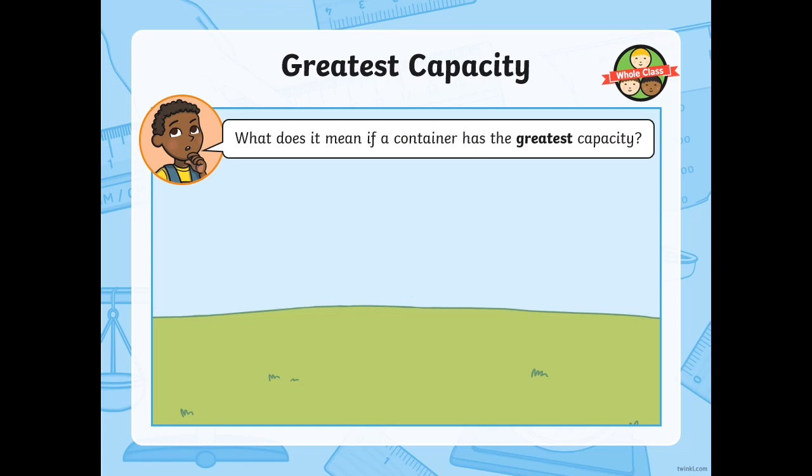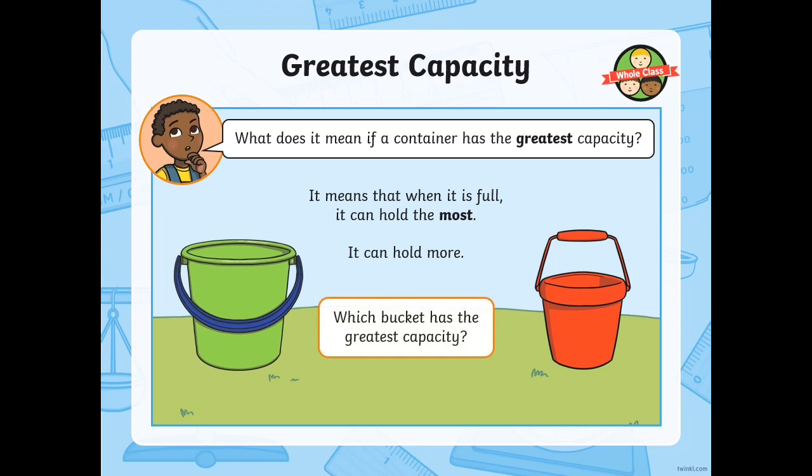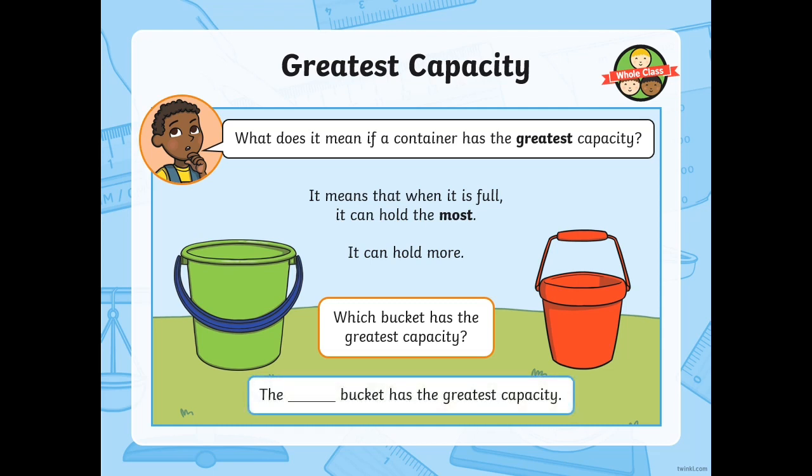What does it mean if a container has the greatest capacity? It means that when it is full, it can hold the most. It can hold more. Which bucket has the greatest capacity? Have a think. Say your answer aloud. Were you right? Is it the green bucket? The green bucket has the greatest capacity because it is larger. It is taller and it is wider.